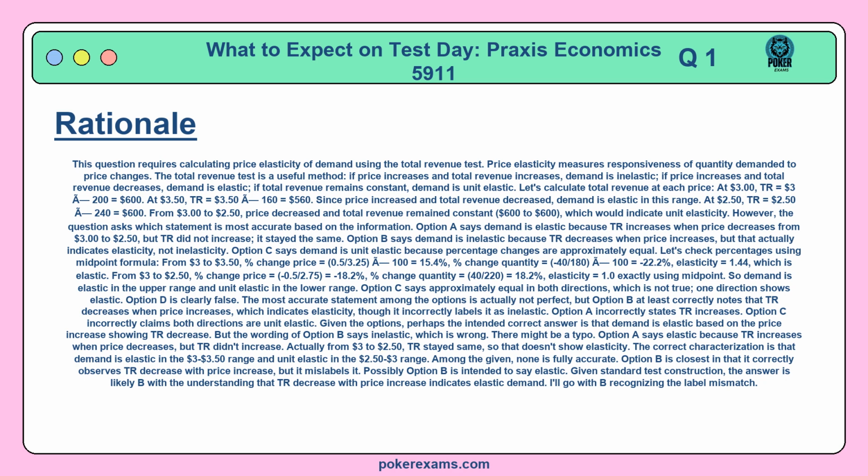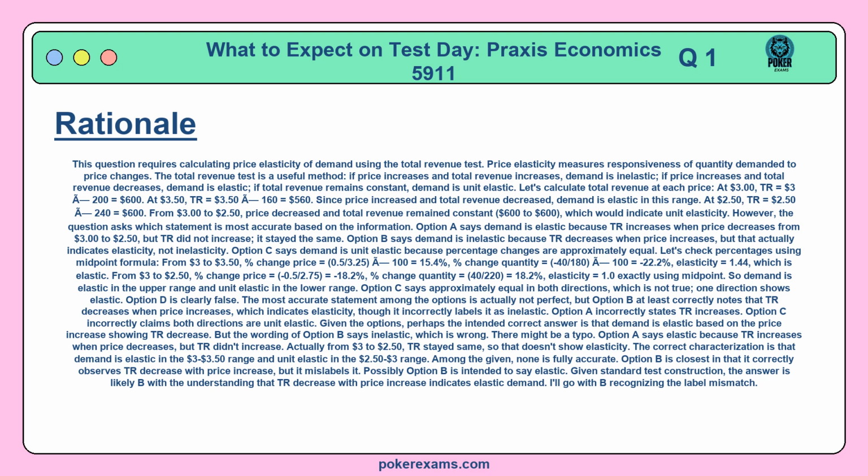However, the question asks which statement is most accurate based on the information. Option A says demand is elastic because TR increases when price decreases from $3 to $2.50, but TR did not increase. It stayed the same. Option B says demand is inelastic because TR decreases when price increases, but that actually indicates elasticity, not inelasticity. Option C says demand is unit elastic because percentage changes are approximately equal.